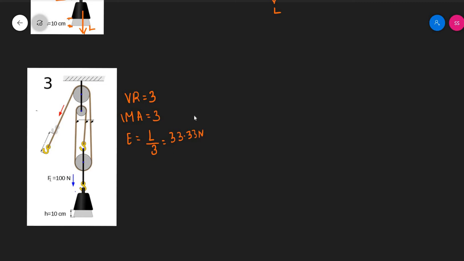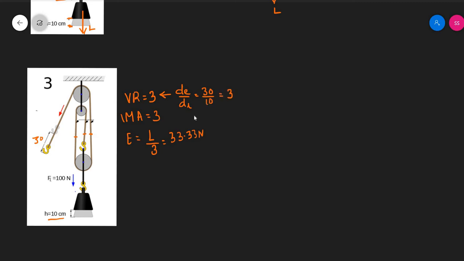That means that when the load moves up by 10 centimeters, all these 3 ropes will have to move up by 10 centimeters. Thus, you have to move the effort by 30 centimeters, and that's why you get a velocity ratio of 3, which is nothing but the distance moved by effort divided by the distance moved by load. In this case that's 30 by 10, which is equal to 3.